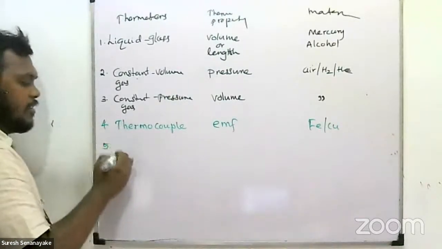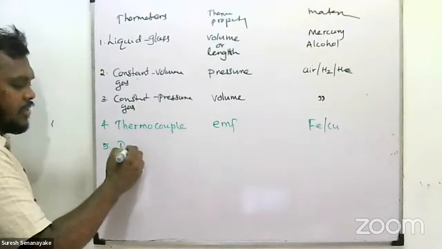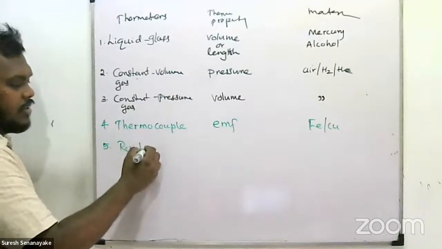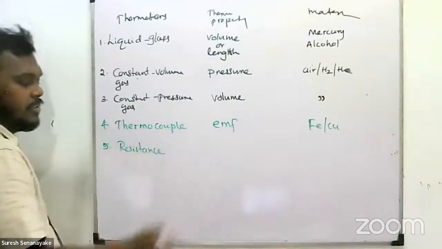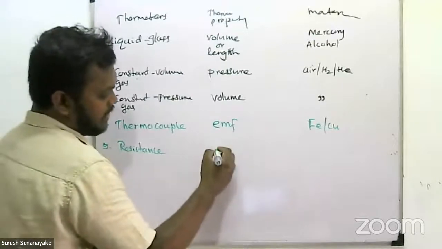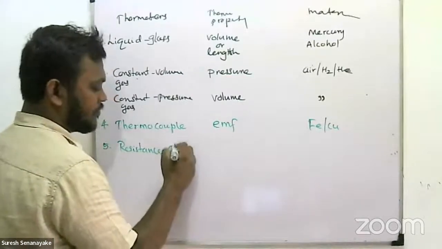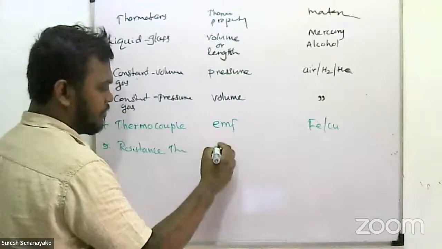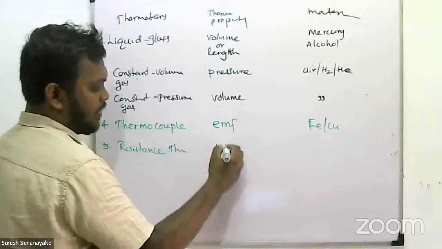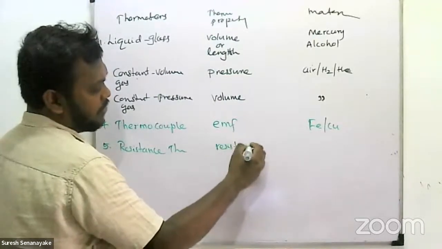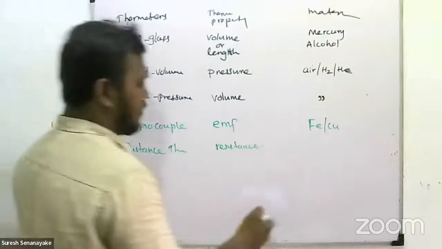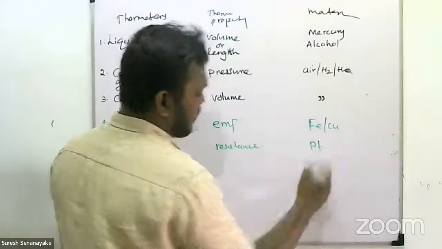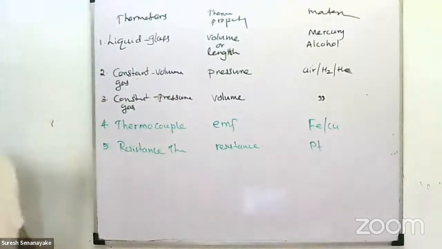And then the resistance thermometer, or thermistor, we call. So it's electrical resistance. We can measure resistance as the thermometric property, and also its material. The most commonly used one is platinum. So we call it the platinum thermometer also.